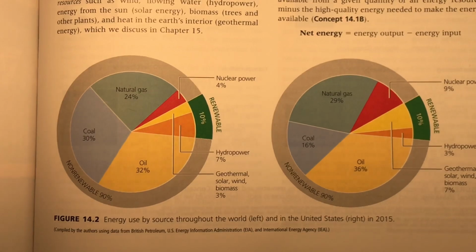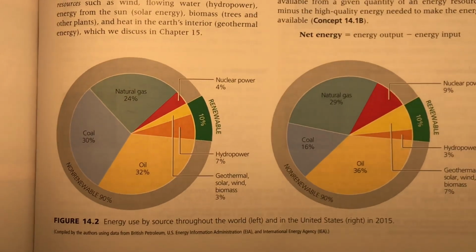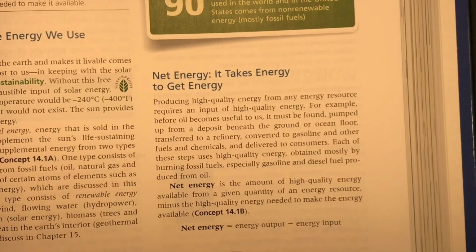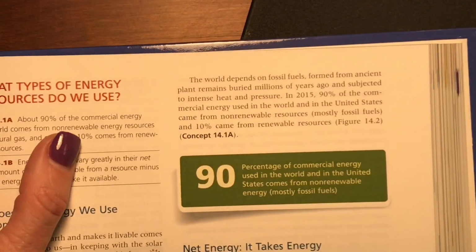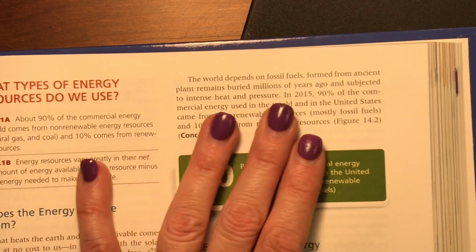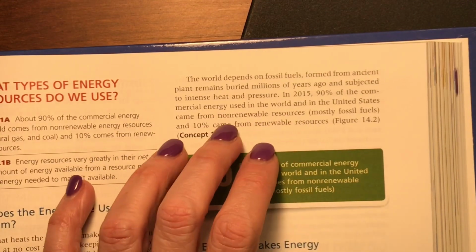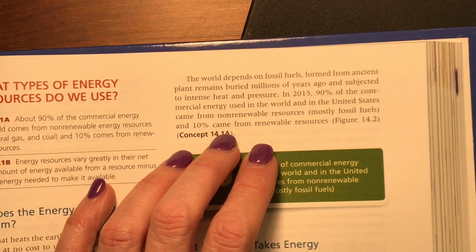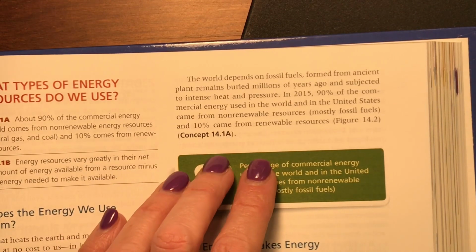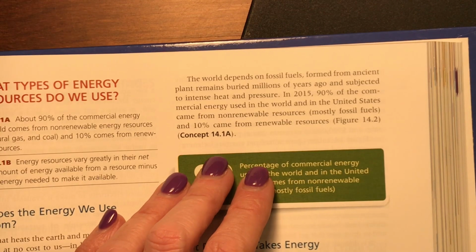What are the three types of fossil fuels? All right, coal, oil, and natural gas. And they're formed from ancient plant remains buried millions of years ago and subjected to intense heat and pressure. Coal is a solid, oil is a liquid, and natural gas is, you know, a gas.